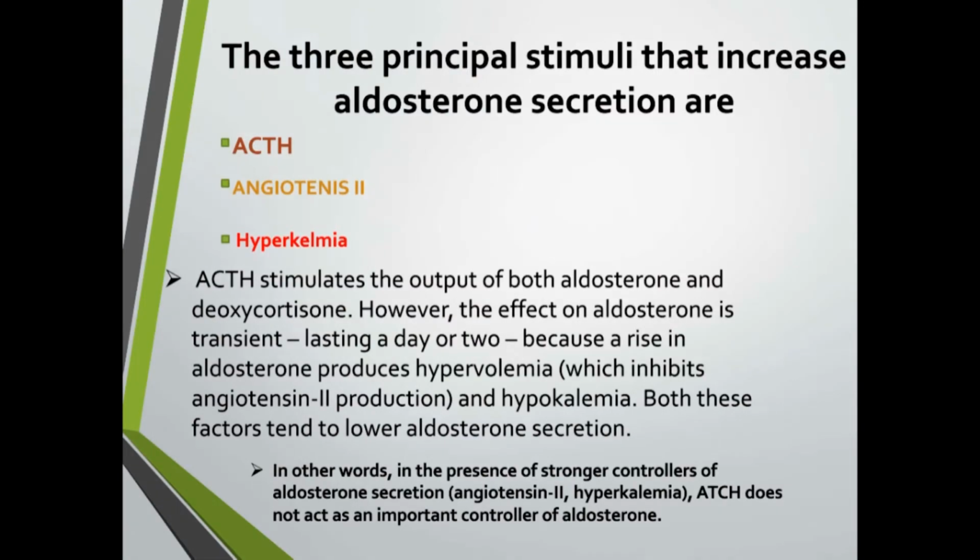Now, let us wind up the regulation. There are three principal stimuli that increase aldosterone production: the secretion of ACTH from the anterior pituitary, angiotensin 2, and hyperkalemia. Great.